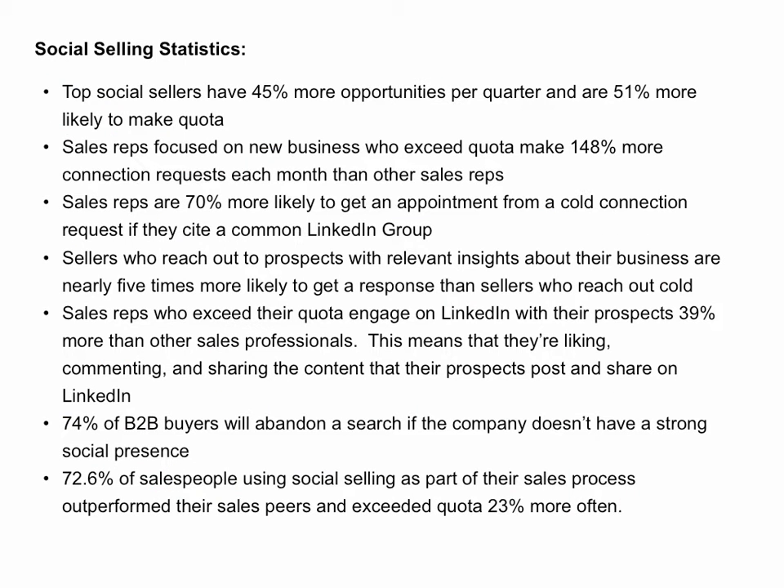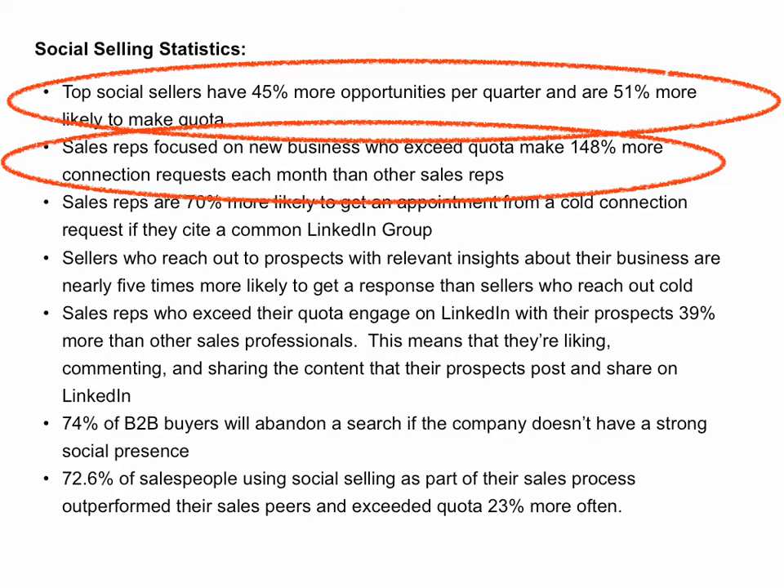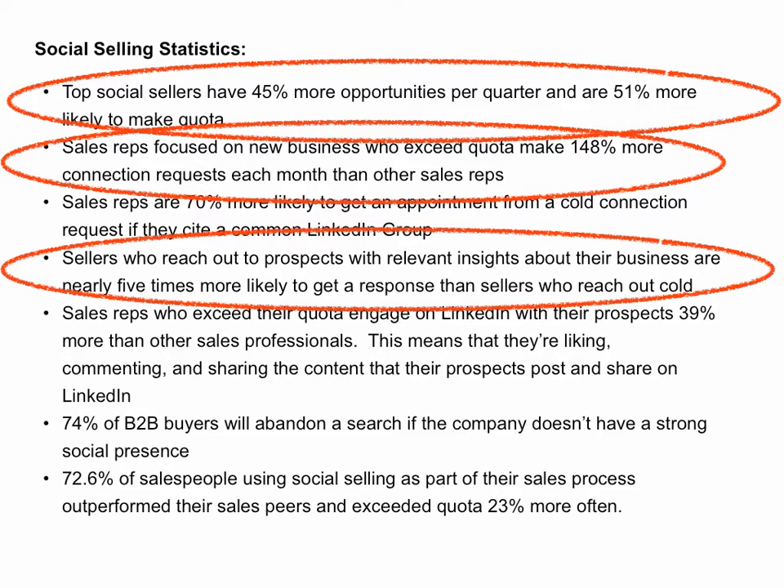On the social selling statistics, once again, these are straight from LinkedIn, from several white papers that I combed through. But I'll just go over a few of them. Top social sellers literally have 45% more opportunities per quarter, and also are 51% more likely to make quota. And that just goes to say that if I'm putting more opportunities in the pipeline, I have more opportunities to close on, which means I'm going to move myself closer to quota or even exceeding quota. And the reps that focus on new business who exceed quota make almost 150% more connection requests on a monthly basis than other sales reps. So I'm going to talk about connections and how to get connections, and how to grow your network.